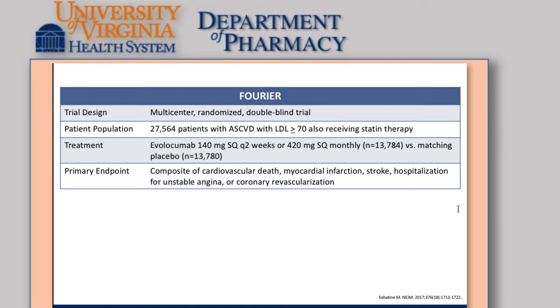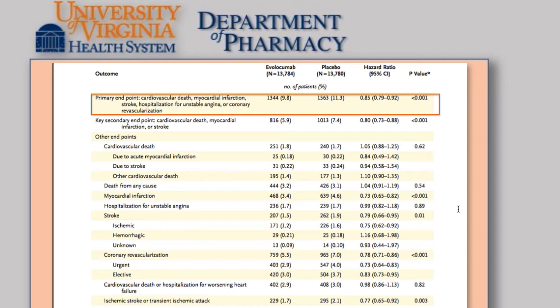So this trial studied evolocumab and really looked to see if PCSK9 inhibitors are associated with a decrease in major cardiovascular events. The patients who were studied were those who had clinical ASCVD and also an LDL greater than or equal to 70, also receiving statin therapy, so receiving that kind of standard of care. And of course, they were looking at the composite of the major adverse cardiovascular events. What they saw was a decrease in these events.